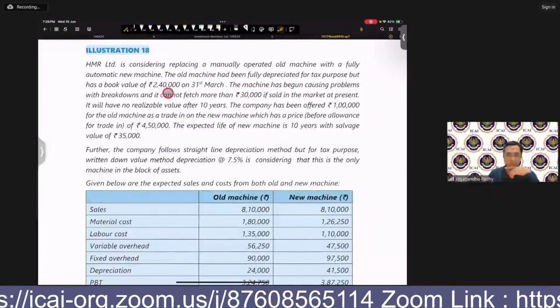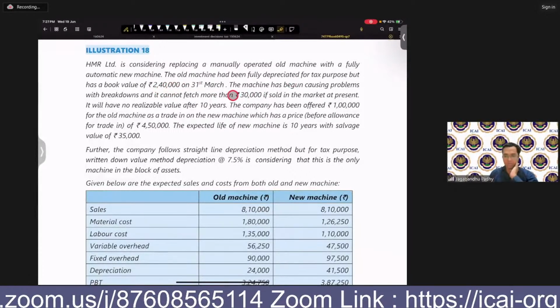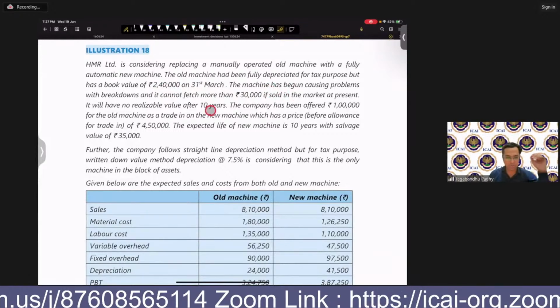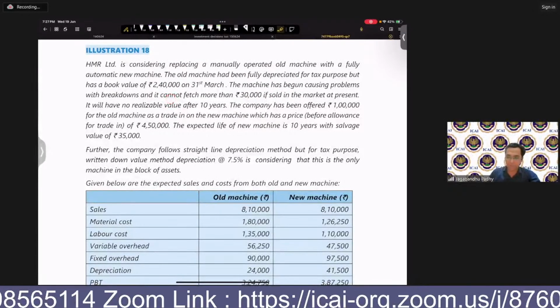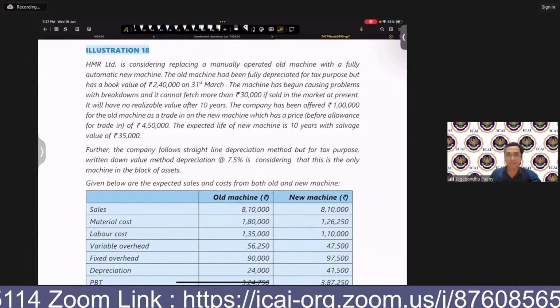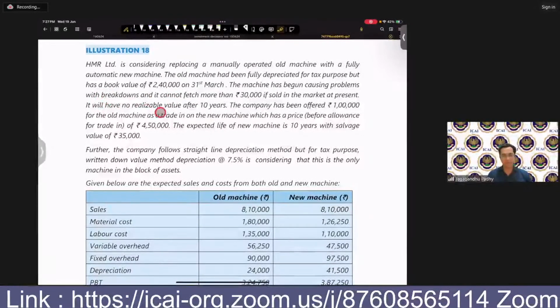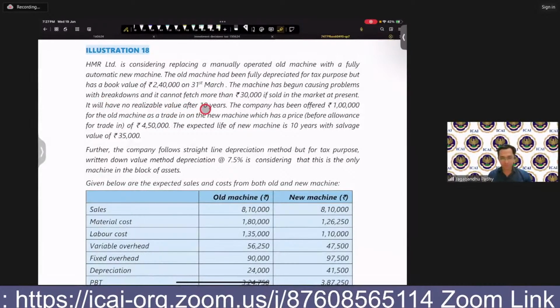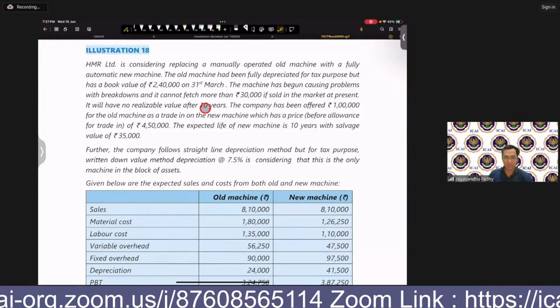but has a book value of 2,40,000 on 31st March. The machine has been causing problems with breakdowns, and it cannot fetch more than 30,000 if it is sold in the market at present. It will have no realizable value after 10 years. Now, this old machine can be run for another 10 years.